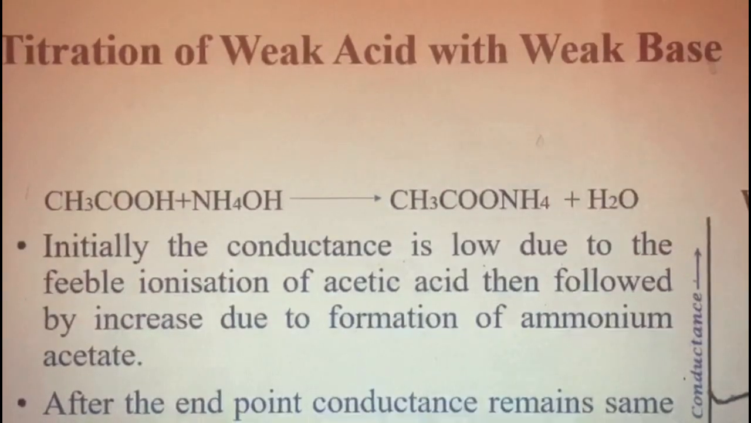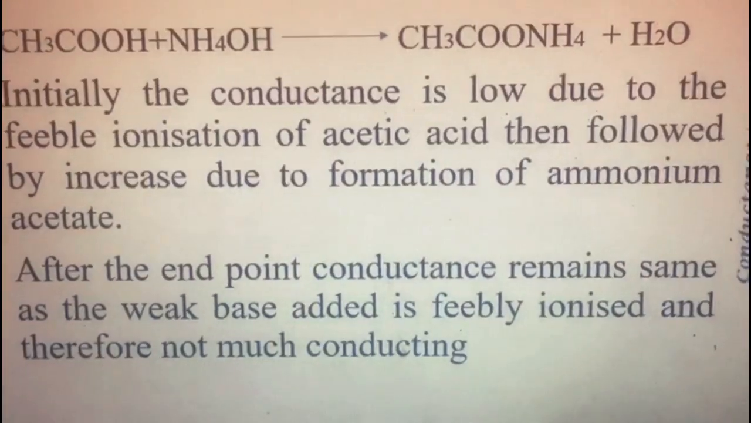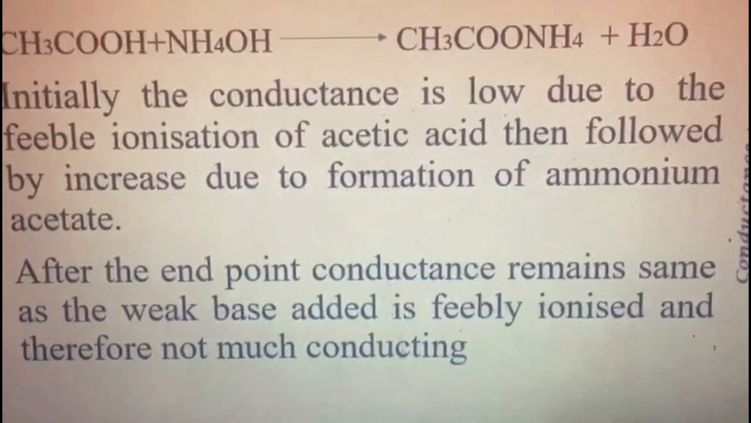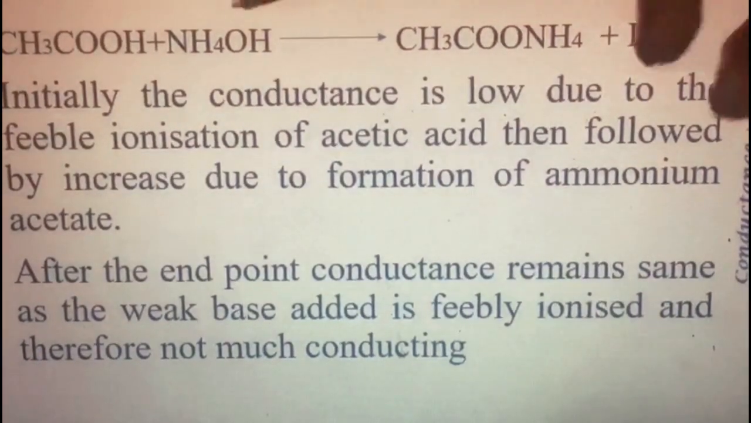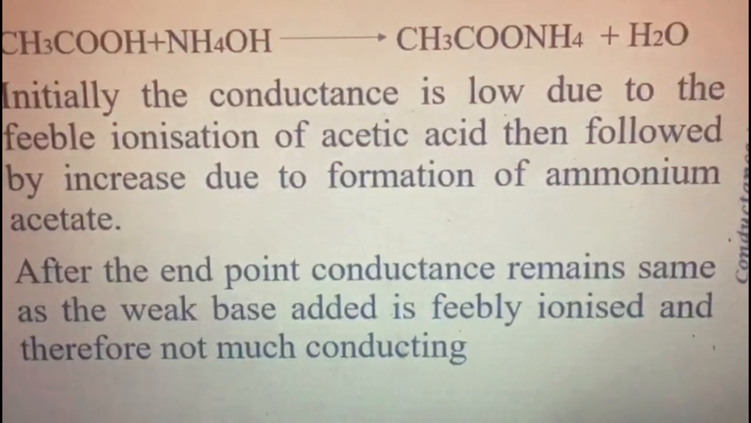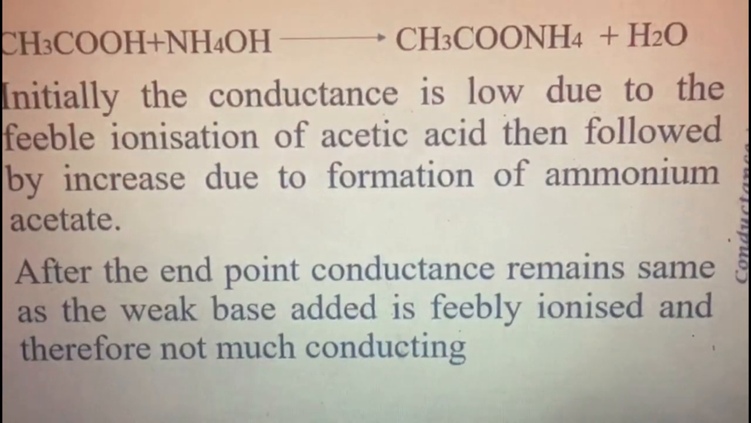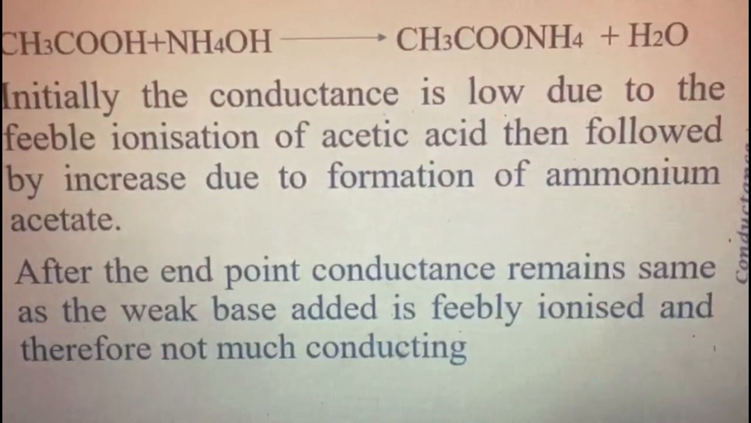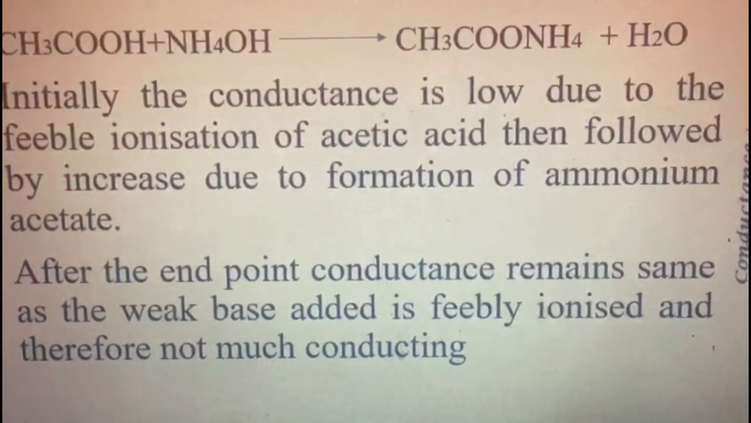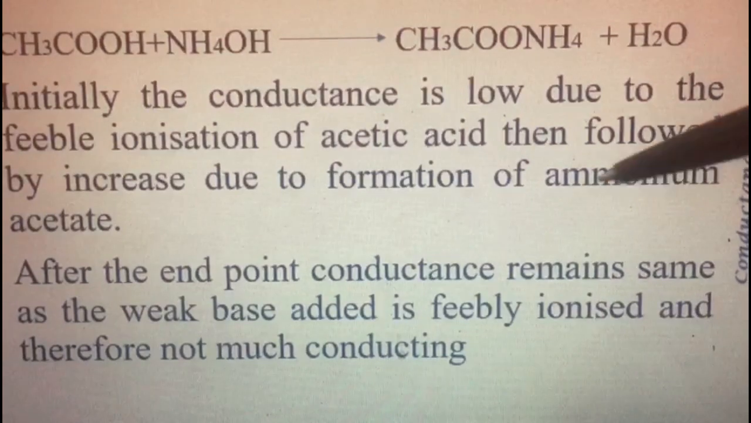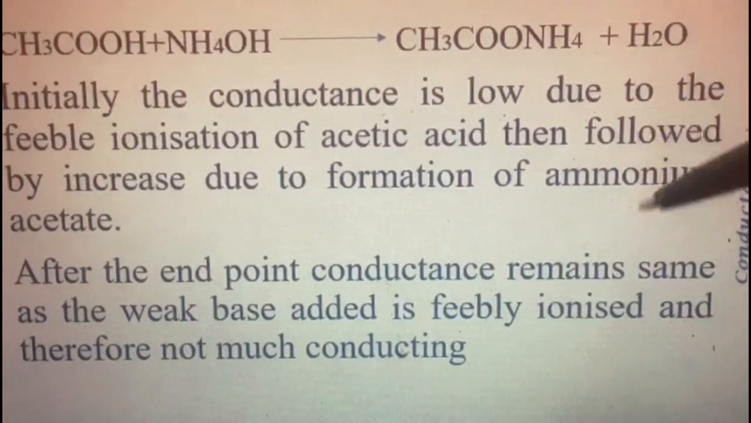Why does it remain the same? Because we know after the endpoint, all of the acetic acid will be completely neutralized with our ammonium hydroxide. So on further addition of ammonium hydroxide, only ammonium hydroxide will be there in the solution mixture. But ammonium hydroxide, as it is a weak electrolyte, is feebly ionized. So the number of ions will be very less.